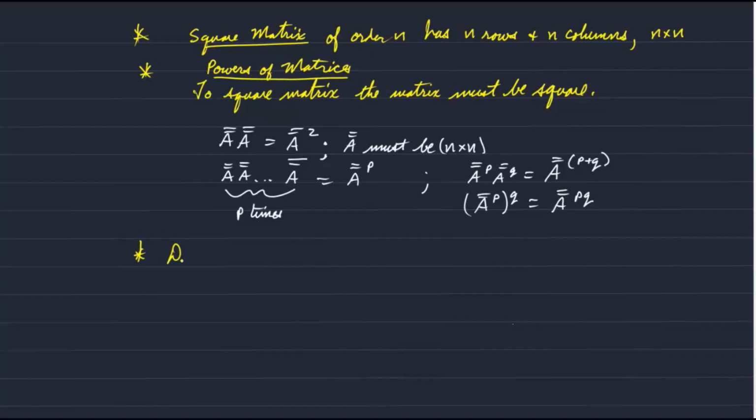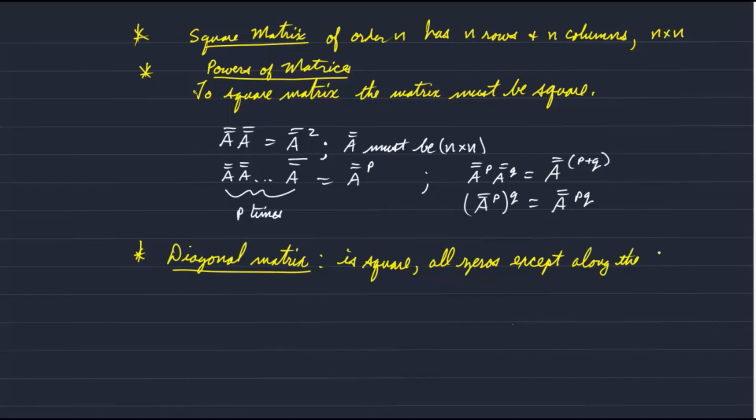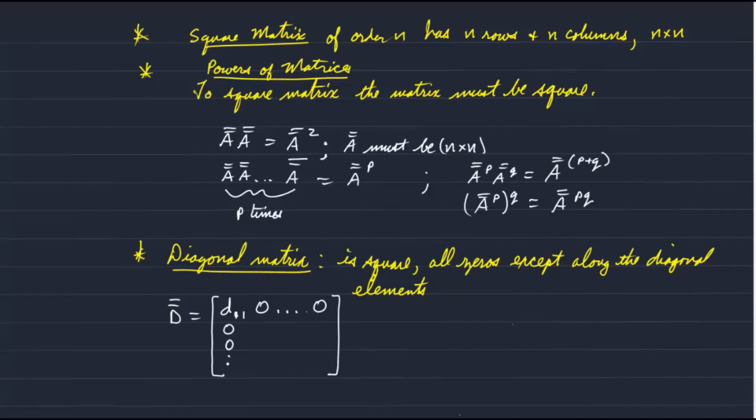So the next definition is a diagonal matrix. And a diagonal matrix is square. And it has all zeros except along the diagonal elements. That is, the diagonal elements are where I is equal to J. So a diagonal matrix D has generally a non-zero value on the upper left element, that's the first row, first column. It has zeros on all the other elements of that row, and zeros on all the other elements of that column, but all the diagonals are non-zero.